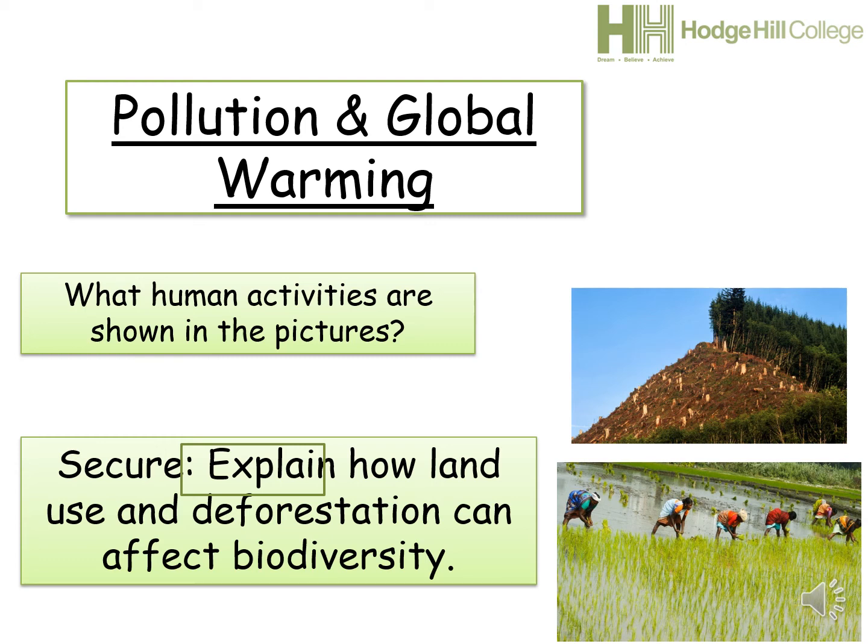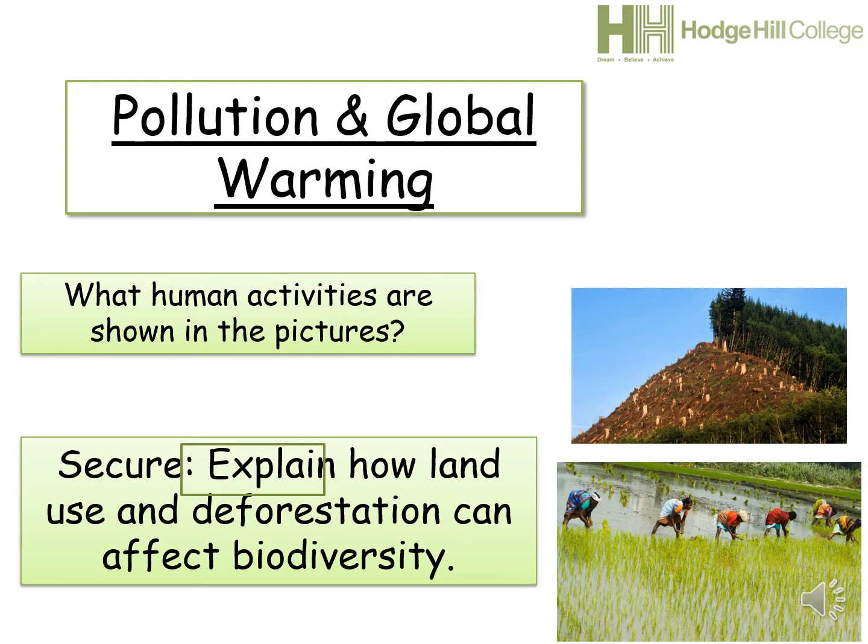In today's lesson, we will be looking at pollution and global warming. Well, human activities are shown in the picture. In this first picture here, you can see that the trees are being cut down. We refer to this as deforestation. In this picture here, you can see rice is being grown in fields. This is how land is used and causes or has an effect on biodiversity.